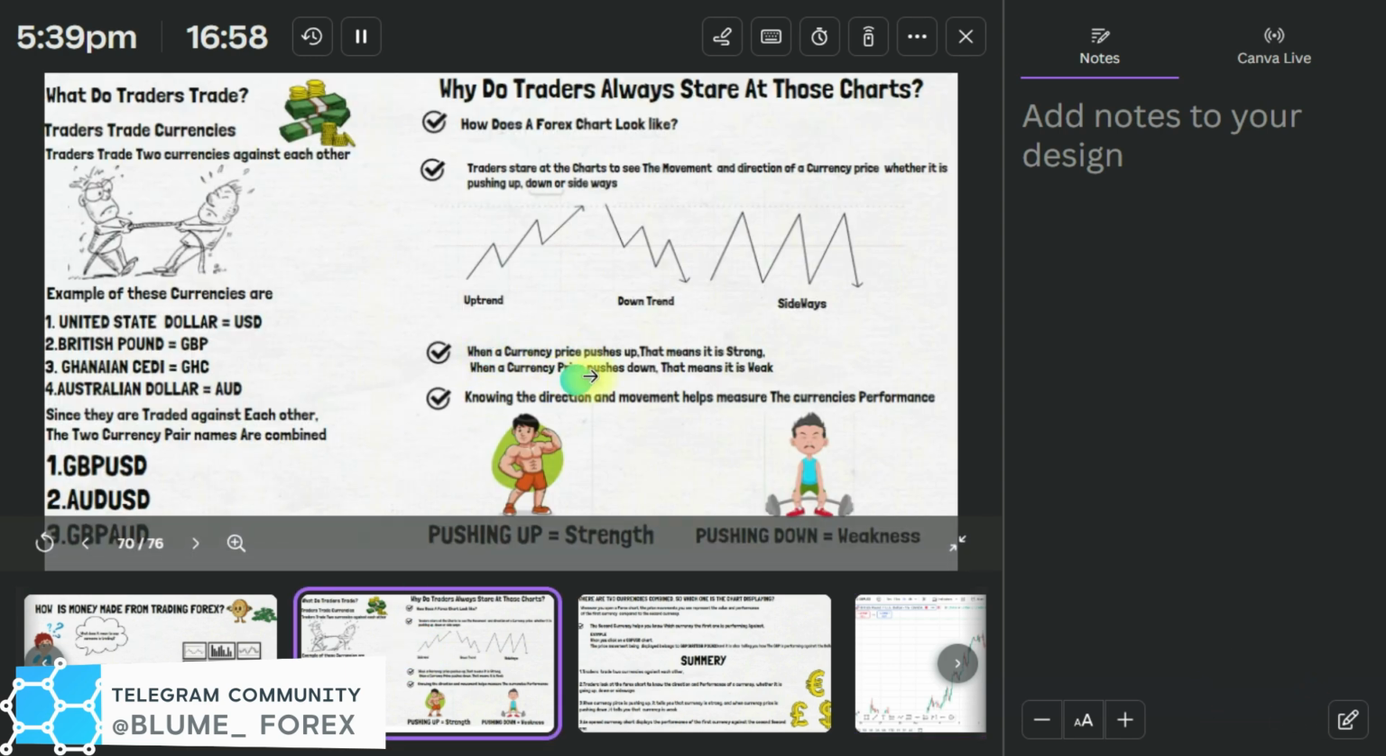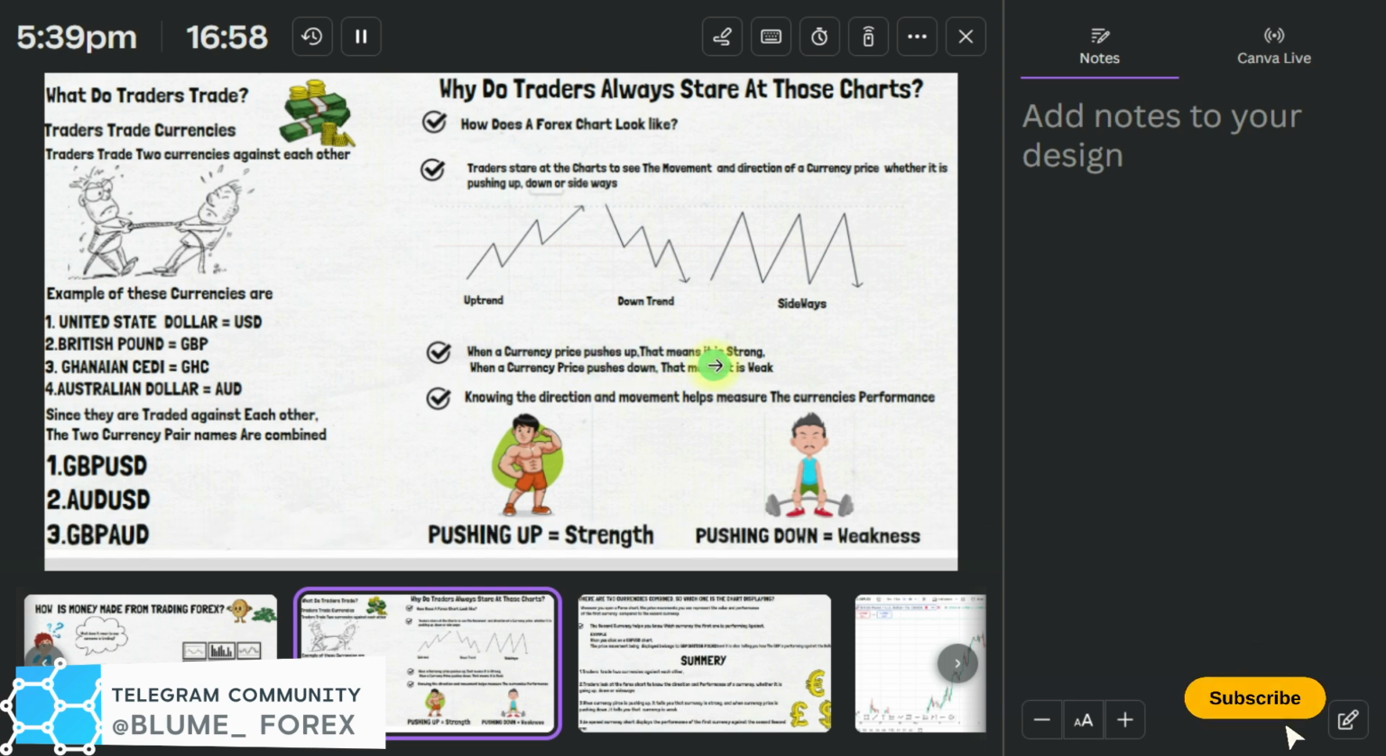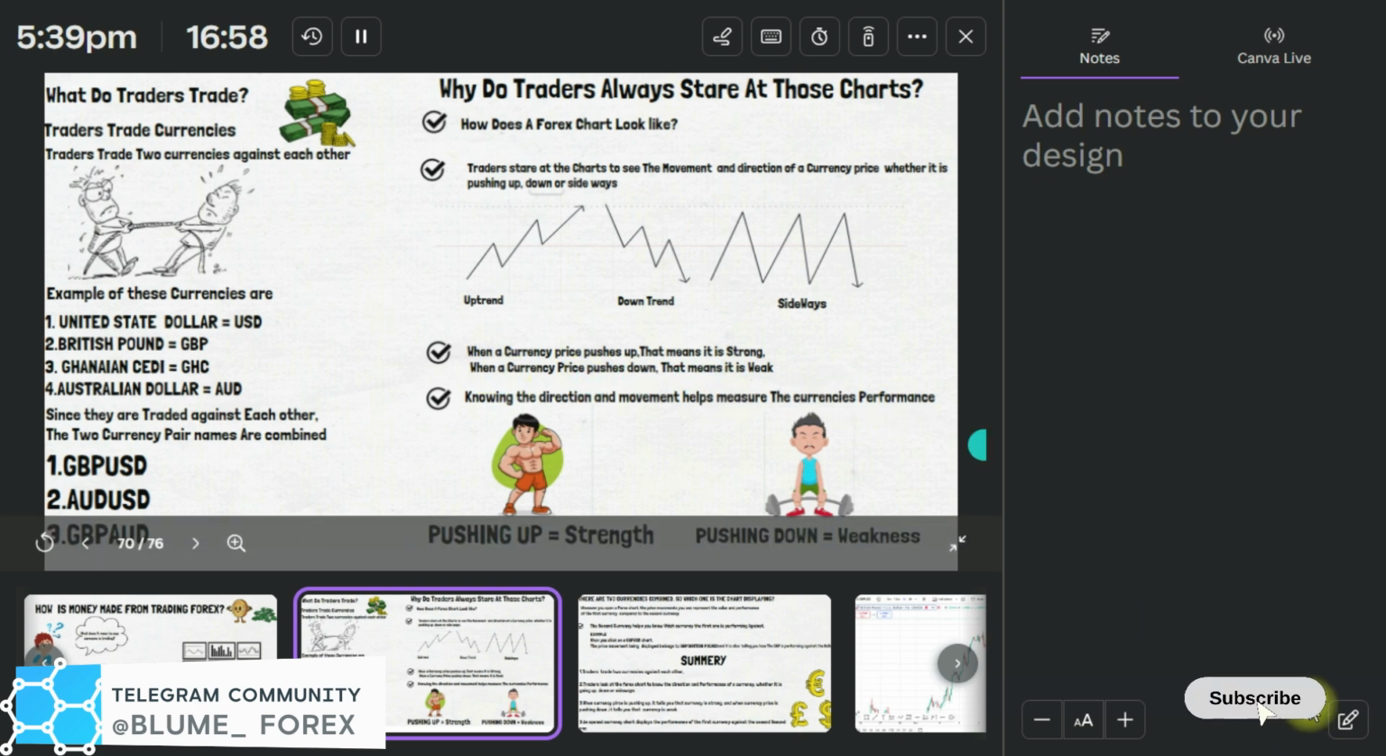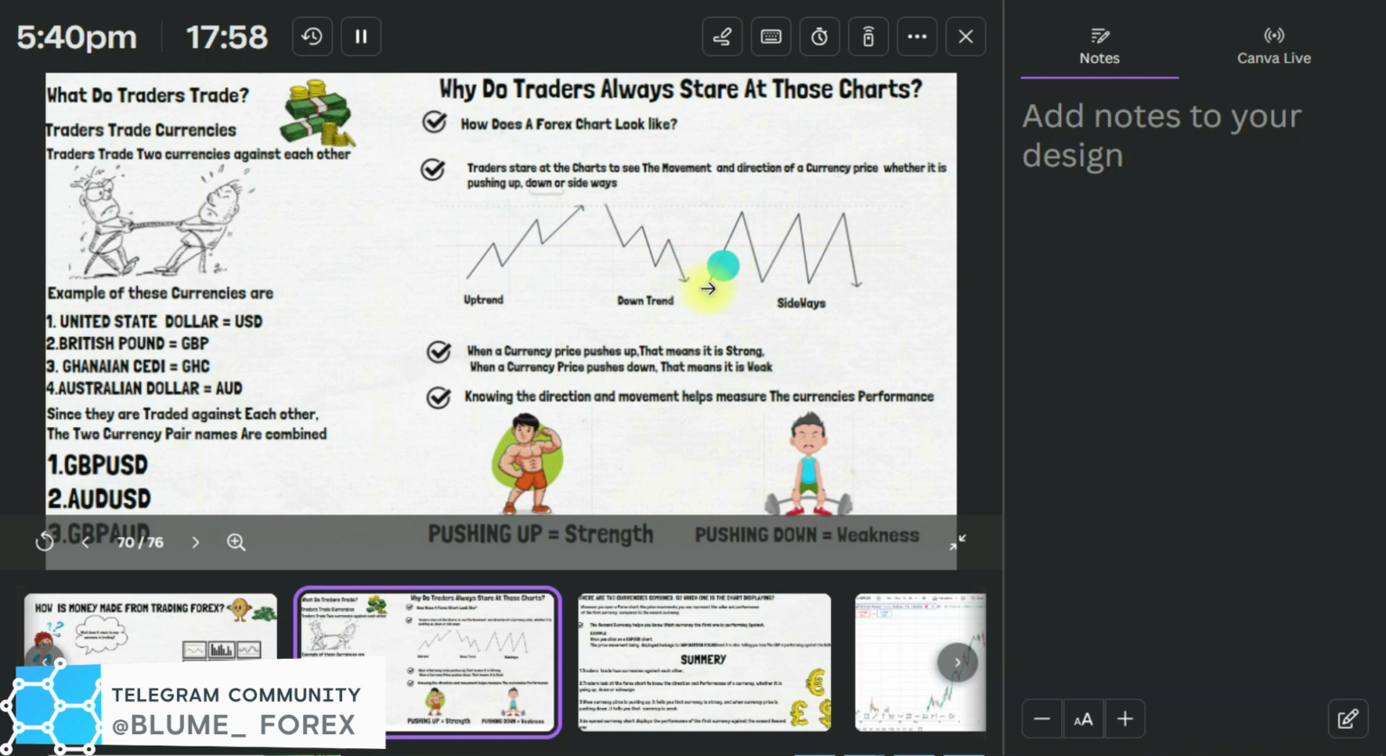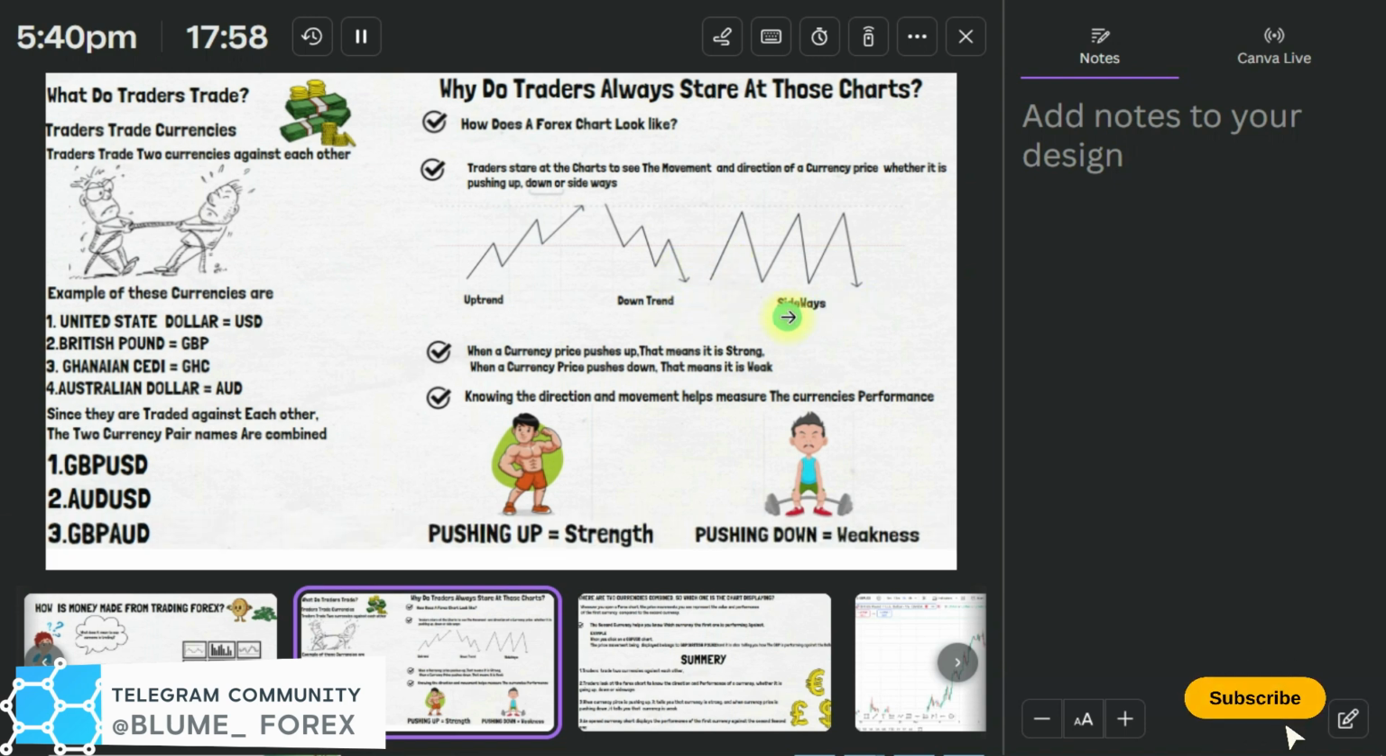Now, when a currency price pushes up, that means it is strong. When a currency price pushes down, that means it is weak. I think it's very straightforward. Yes, so the last one left out is sideways. When a currency price is pushing sideways, not really pushing down or pushing up, that means it's not making a significant movement.